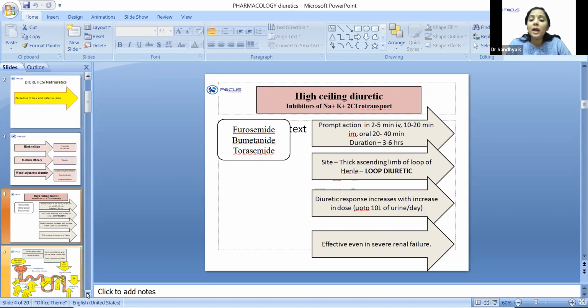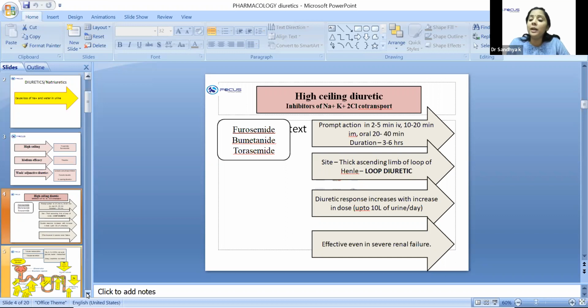It is a drug which has a very prompt action. If the drug is given via the IV route, we get the effect within 2 to 5 minutes. If given via the IM route, we get the effect within 10 to 20 minutes. Orally, it will take a little more time, that is, we get the action in 20 to 40 minutes. The duration of action is 3 to 6 hours.